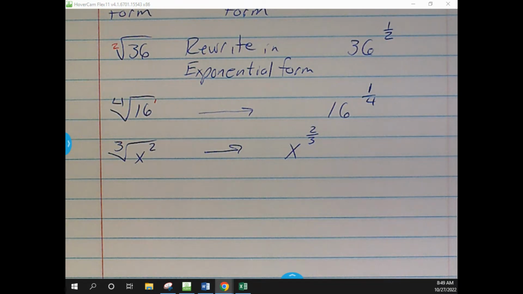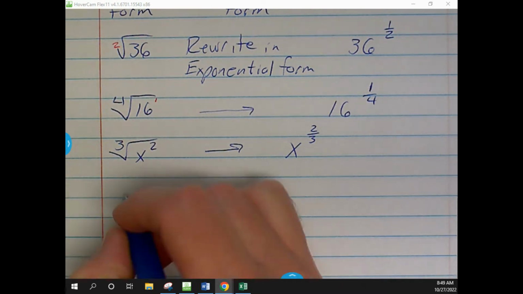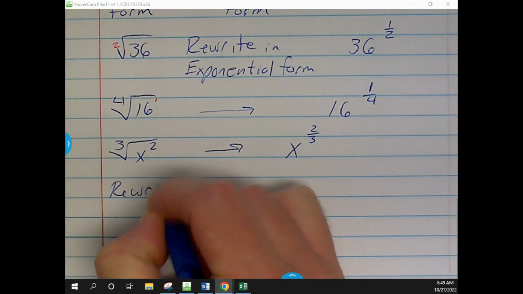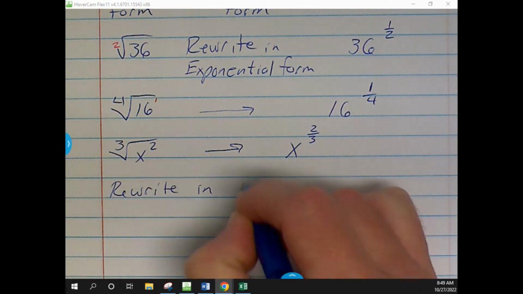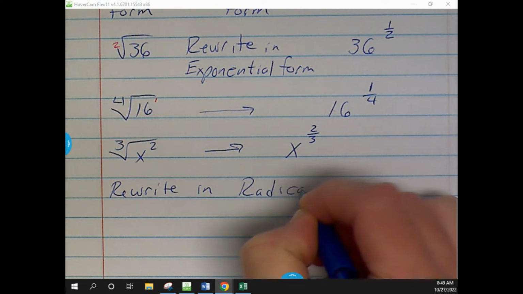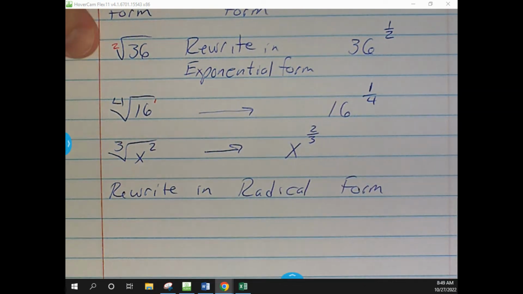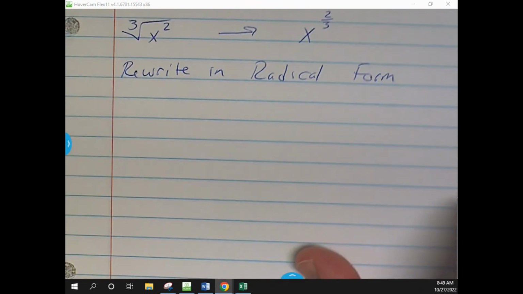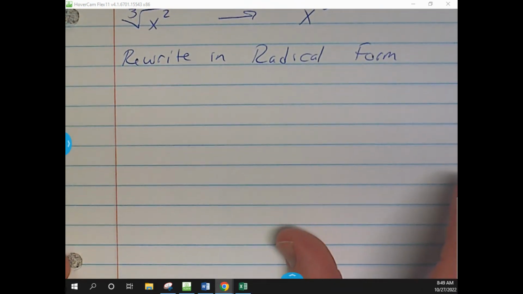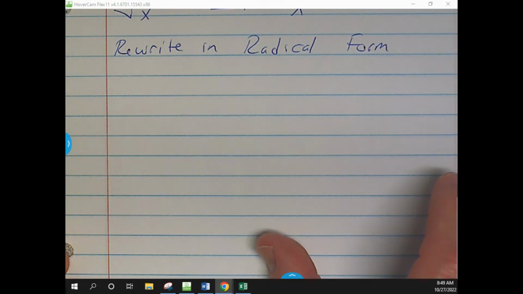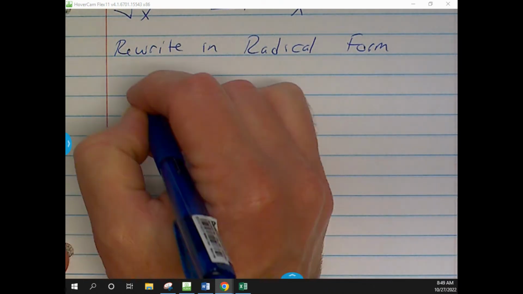Okay, and then let's go with the other route. Let's have it so that when we're going through some of these, let's write it in radical form. And again, we're still not solving. In a minute, we'll actually come back and start solving some of these. But right now, we're just rewriting it to make sure everybody's fairly comfortable with this.